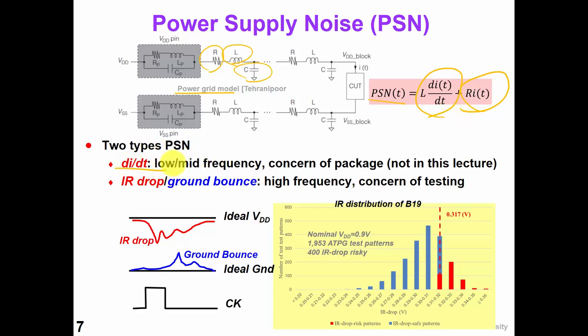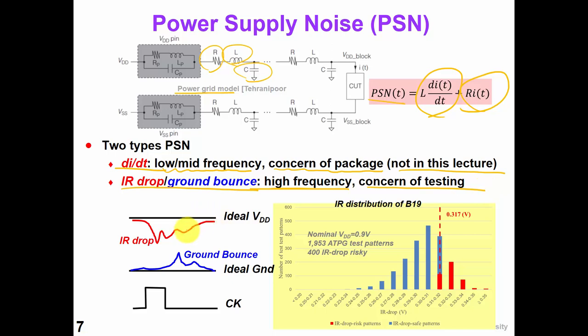So, the first part is also known as the L di/dt power supply noise. It is a low frequency or mid-frequency noise. It is a serious concern for packaging design, which is out of the scope of this lecture. So in this lecture, we will focus on the second type of power supply noise, the IR drop and the ground bounce, which is a high frequency noise. This is particularly a serious concern for testing.